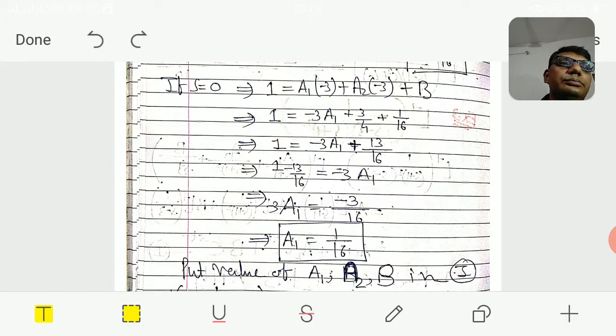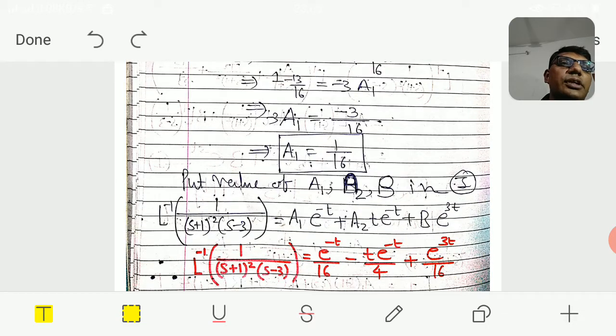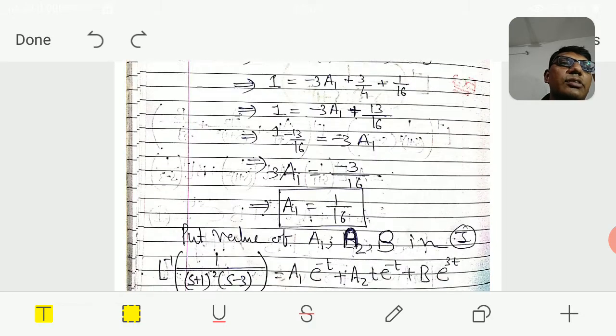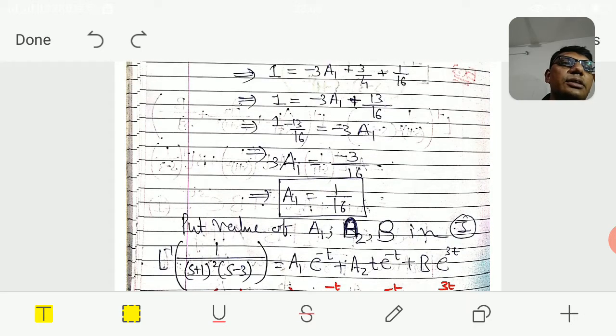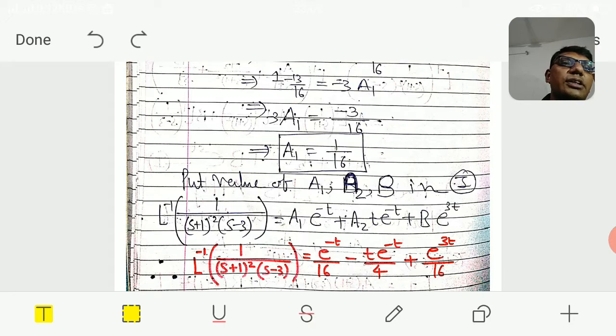Now put the value of a1, a2 and b in equation number 1, which is L inverse of 1 upon (s plus 1) whole square into (s minus 3) equal to a1 e raised to minus t plus a2 t e raised to minus t plus b e raised to 3t. After simplifying, putting the values of a1, a2, b, we get the final answer: L inverse of 1 upon (s plus 1) whole square into (s minus 3) equal to e raised to minus t upon 16 minus t into e raised to minus t by 4 plus e raised to 3t by 16.